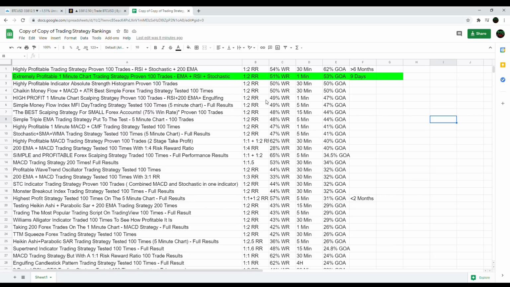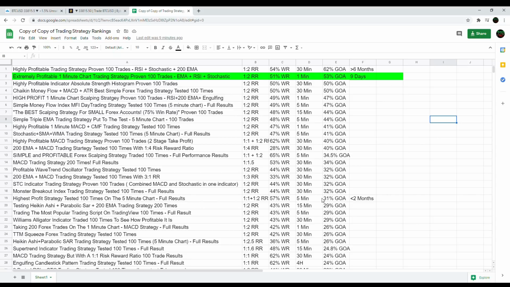So the only other thing I could compare these two tests to is, let's see, where is it? Highest, here it is, this one. The 5-minute highest profit strategy tested 100 times on the 5-minute chart full results. So this was done with the similar method of trading, but the difference was I used the absolute strength histogram as the entry signal instead of the stochastic, and the absolute strength histogram gave horrible entries. They were just really late. It's kind of like the MACD. It gave a much later entry, so it just didn't work as well with this sort of system.